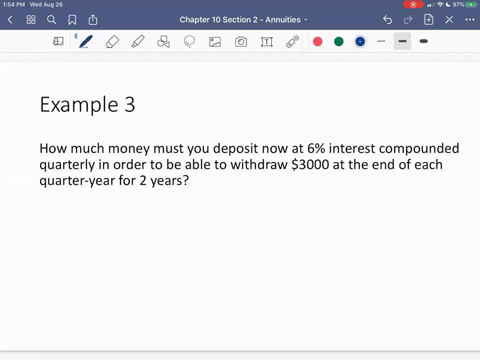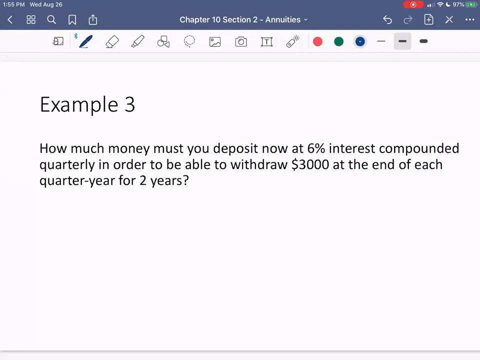How much money must you deposit now at 6% interest compounded quarterly in order to be able to withdraw $3,000 at the end of each quarter year for 2 years? So this is more like our second type of problem. We're going to have a lump sum in an account, and we're just going to let it sit, gain some interest, and make sure we can withdraw it, right?